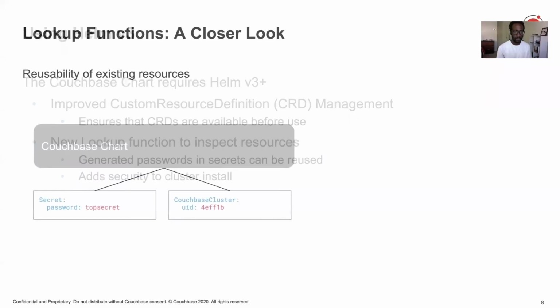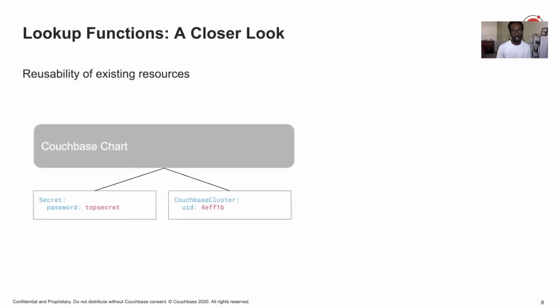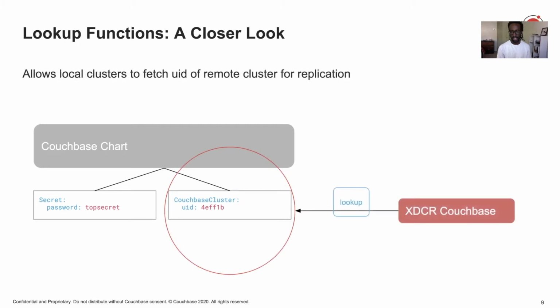So going further into how we're using lookup functions for the Helm chart, one of the benefits is that it allows for reusability of existing resources. So when you install the Couchbase chart, it generates rendered templates of secrets and the Couchbase cluster. One of the use cases for that is if you're installing, say, a local chart and then a remote chart. Let's say you install the remote chart first, then you want your local chart of Couchbase cluster to know about the remote, so you can do things like lookup on the remote to see what the UID is in order to easily generate replication IDs.